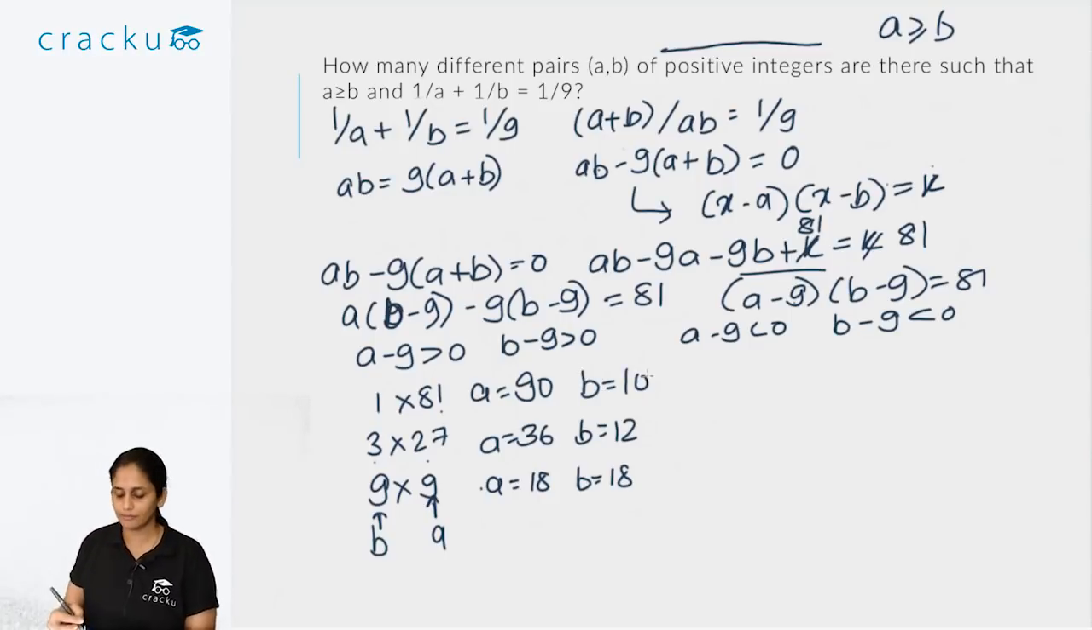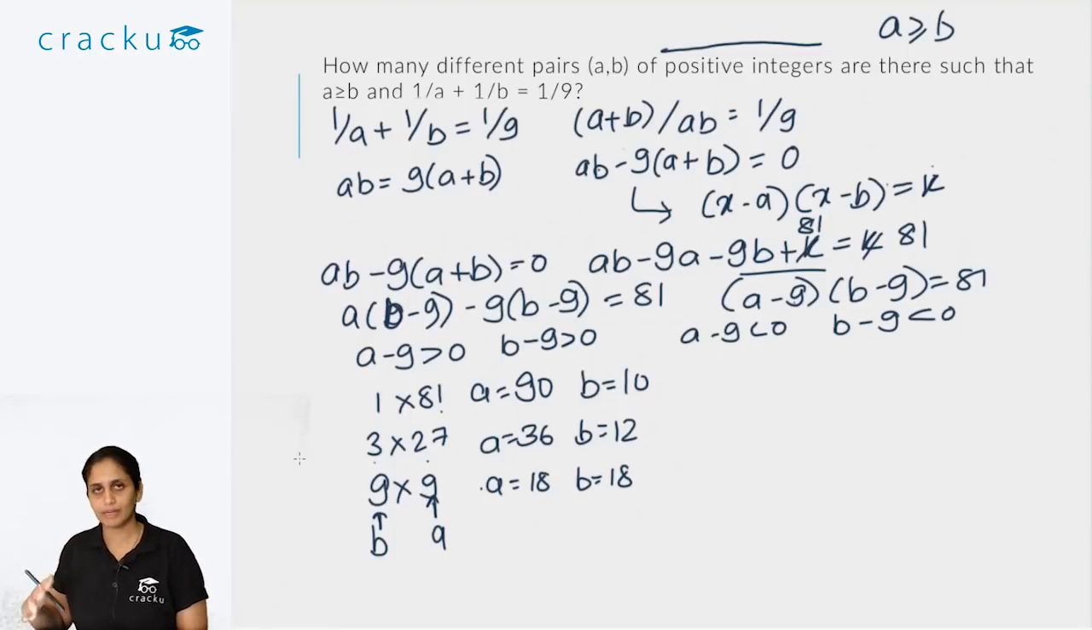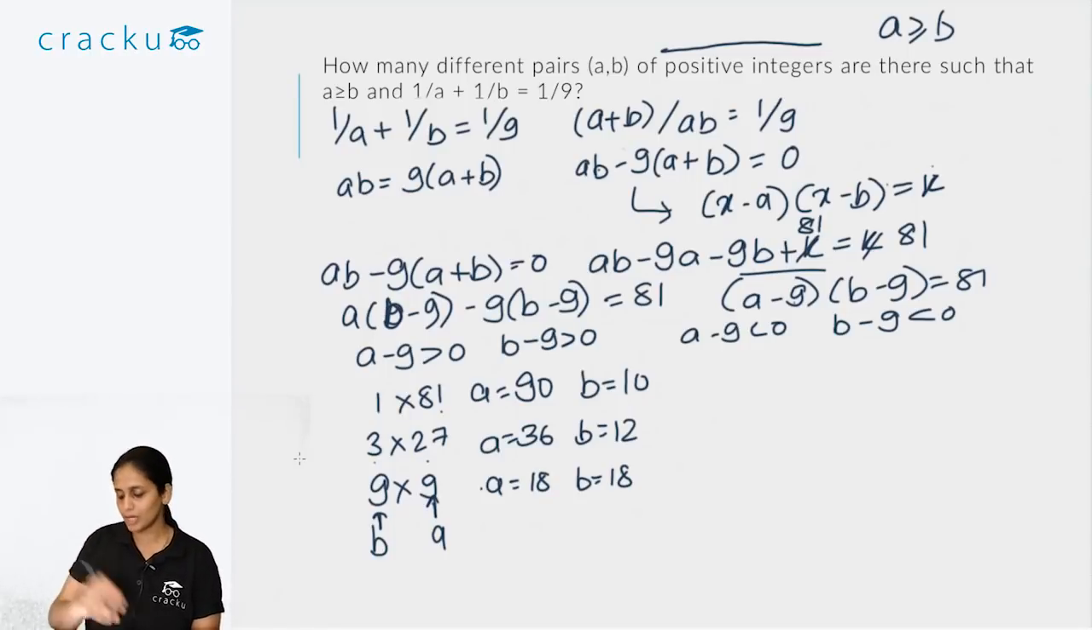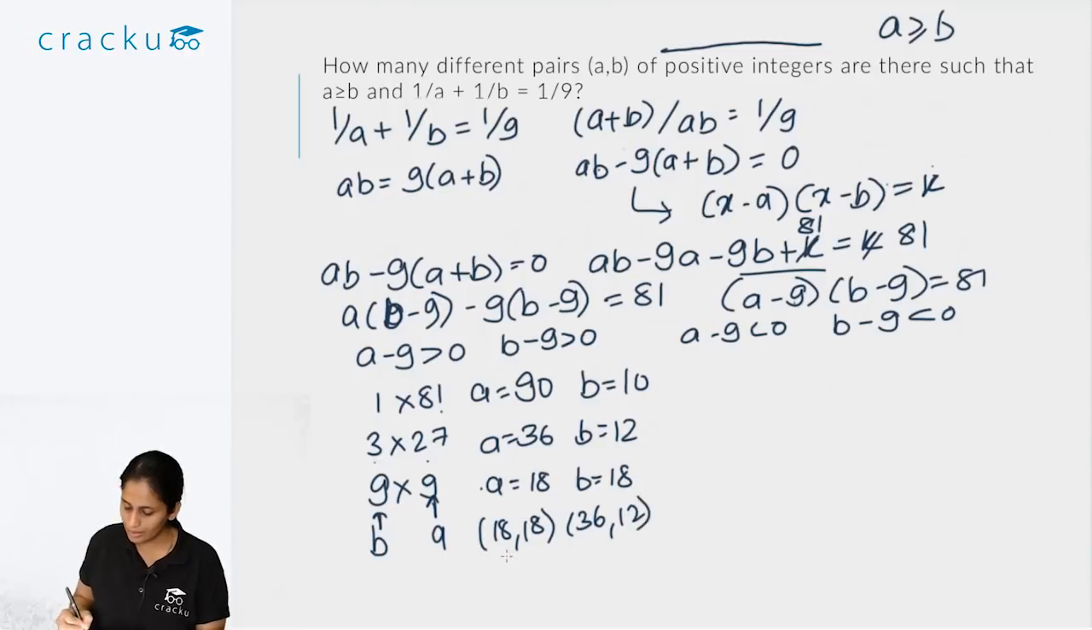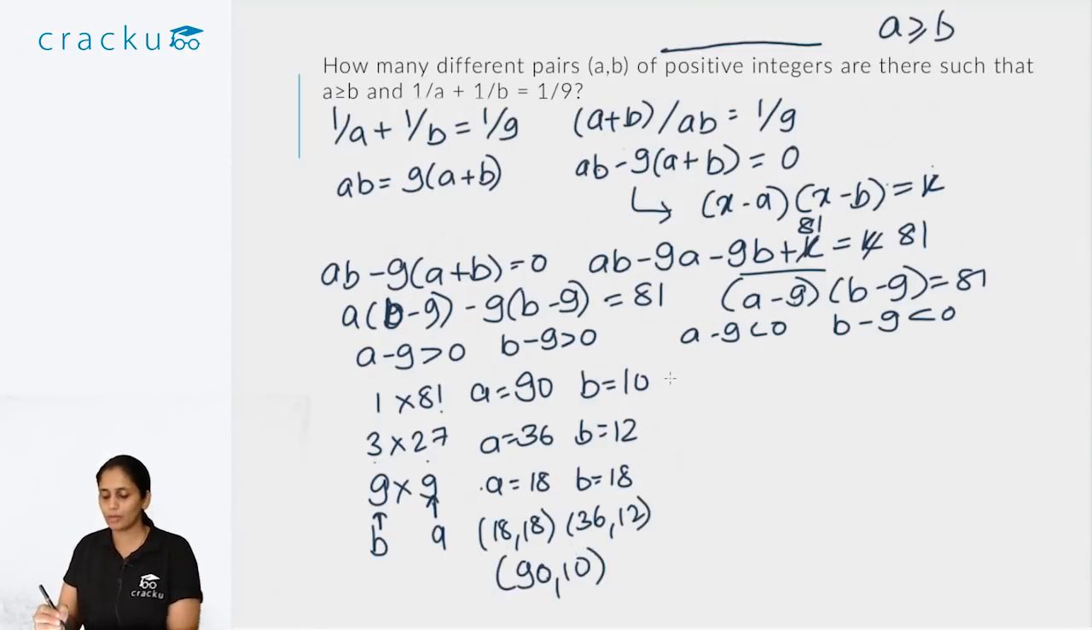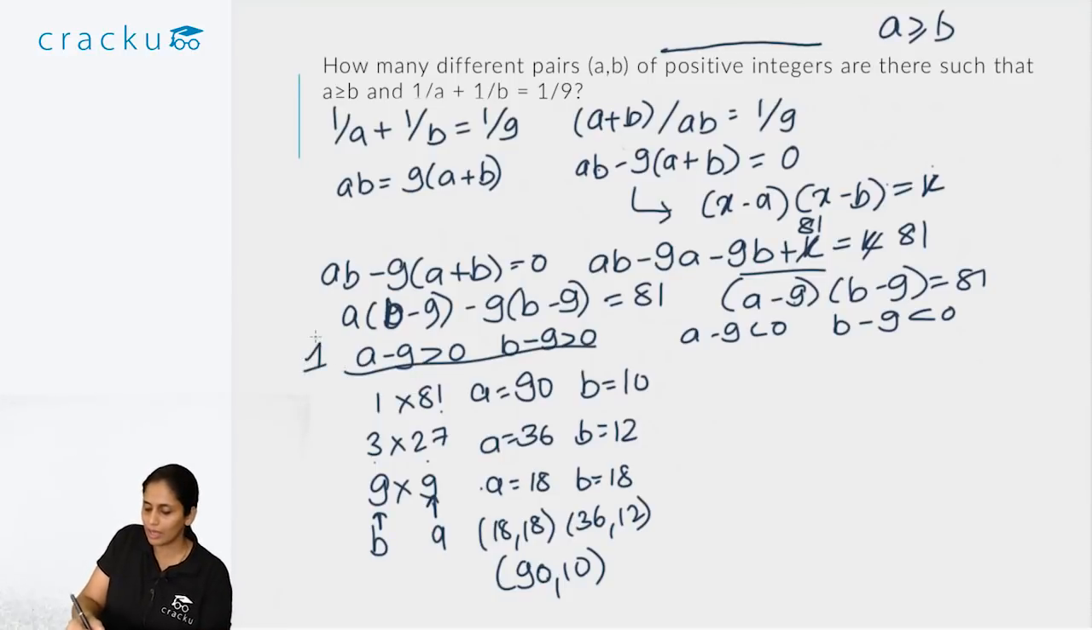I hope you understood why I chose the smaller number as B. It's been given that A is greater than or equal to B, and since A and B are positive integers, therefore A minus 9 should be greater than B minus 9. Therefore, A minus 9 will take the bigger factor and B minus 9 will be the smaller factor. By assuming that, you get these three pairs, that is 18, 18; 36, 12; and 90, 10. So, in this case where both are positive, this is case 1, I get 3 pairs.